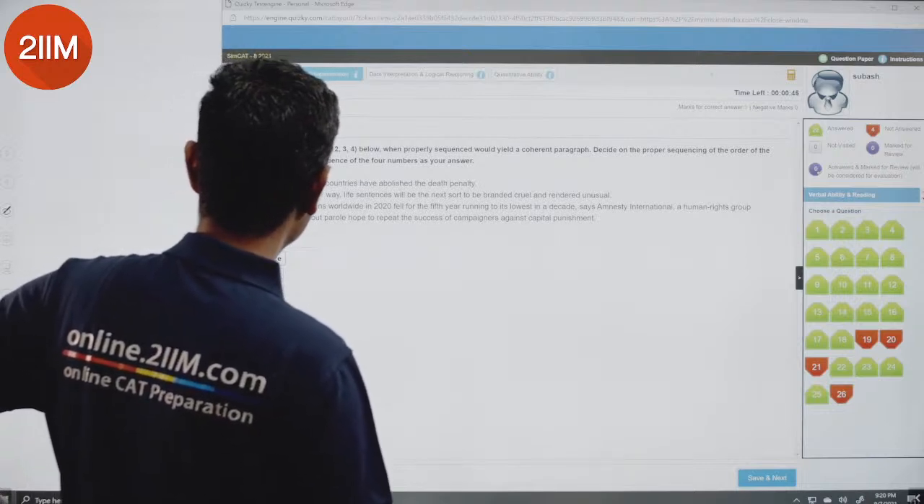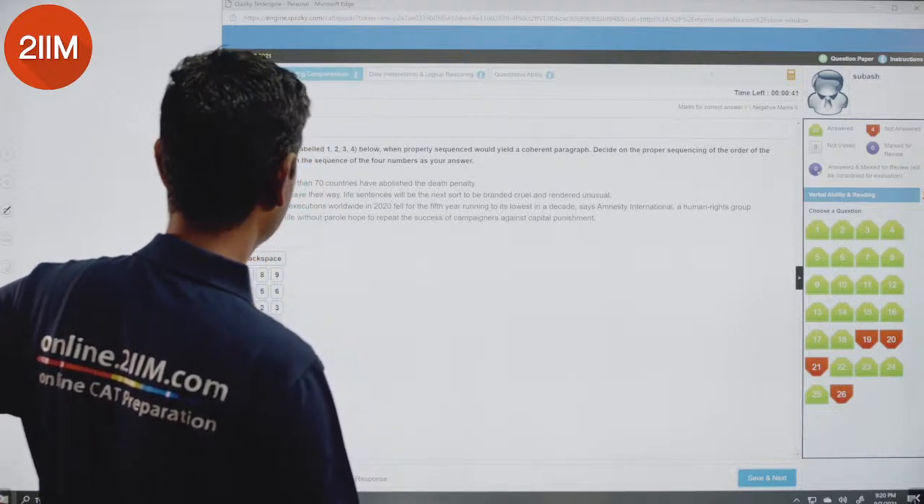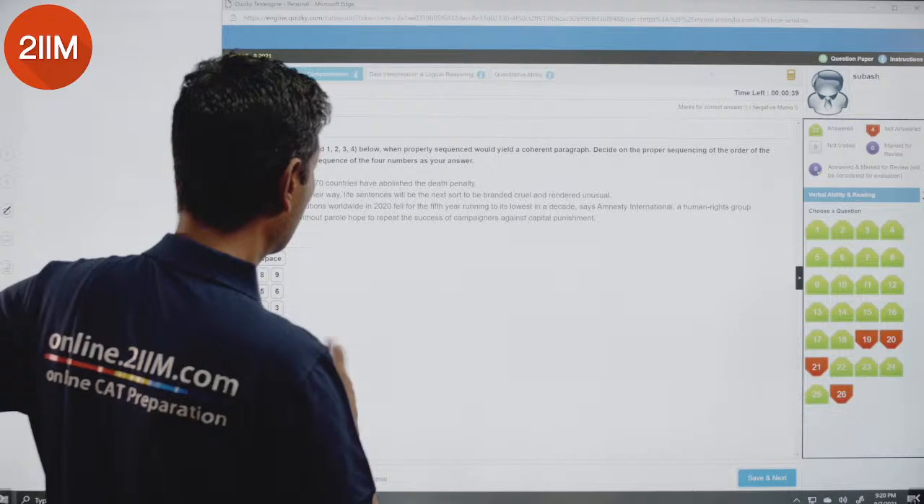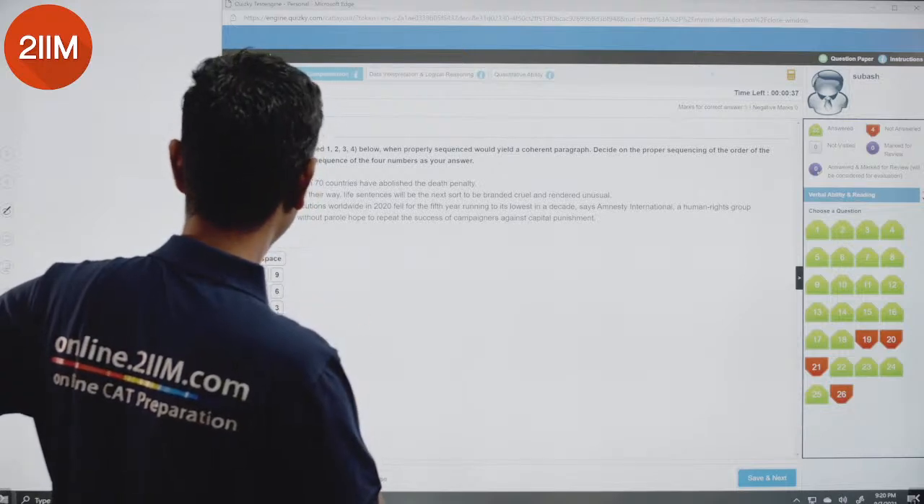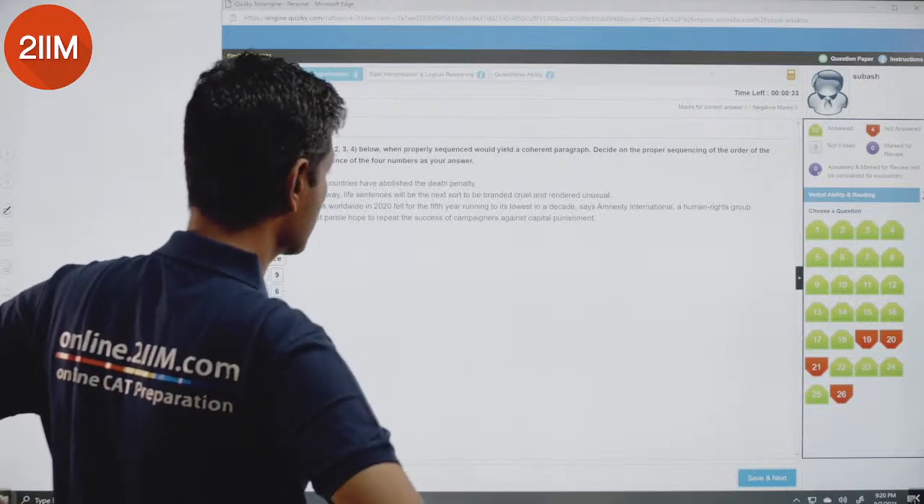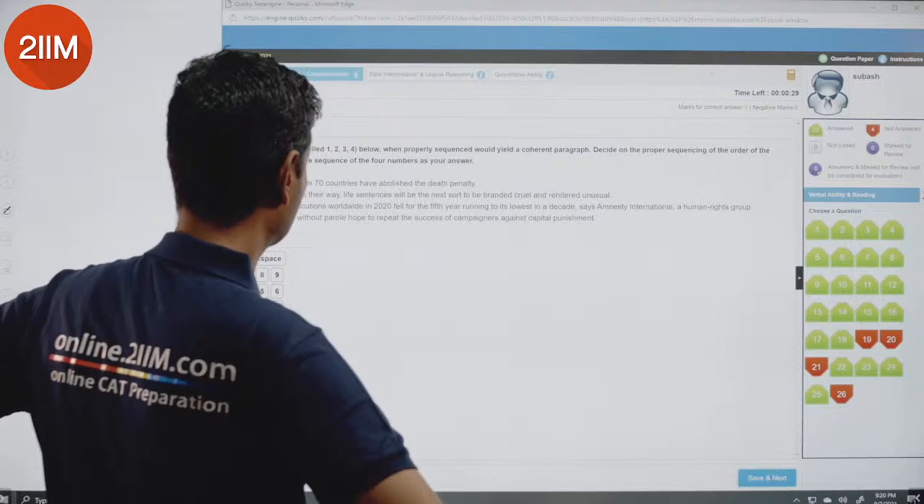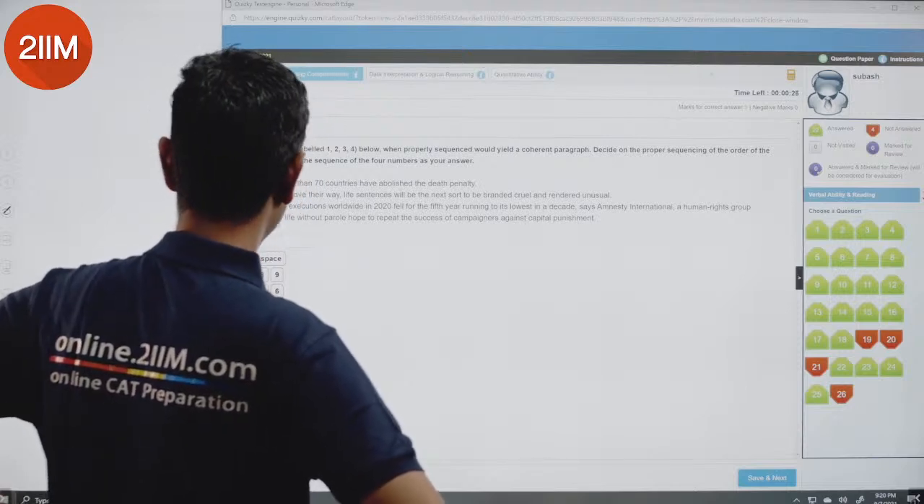Since 1976, more than 70 countries have abolished the death penalty. If campaigners have their way, life sentences will be the next sort to be branded cruel and rendered unusual. The number of executions worldwide in 2020 fell for the fifth year running to its lowest in a decade. Opponents of life without parole hope to repeat the success of campaigners against.